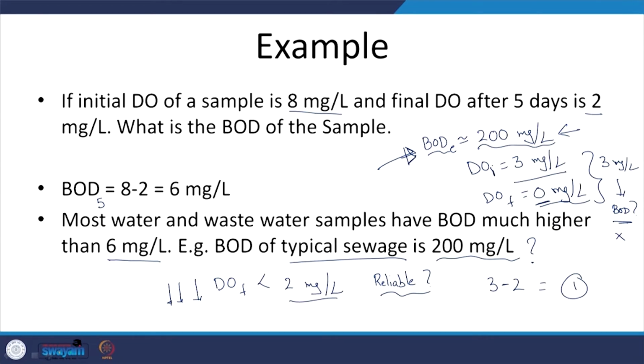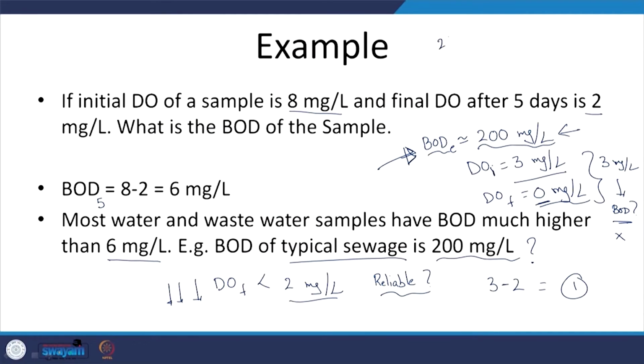So, how do I do that? I am going to dilute my wastewater, let us say 100 ml of my wastewater, such that the change in the DO during my test is less than the acceptable value. For example, the maximum DO at a particular temperature, let us say 25 degrees centigrade, is around 9 milligram per liter. Let us be conservative and assume 8 milligram per liter is the maximum.